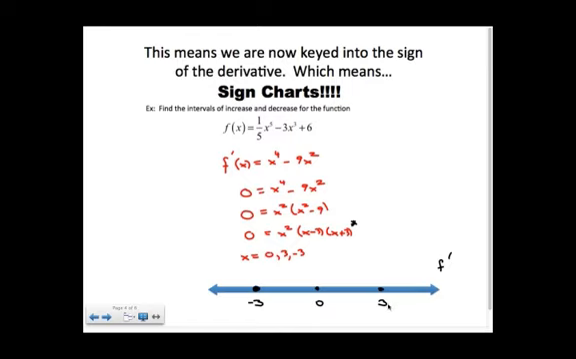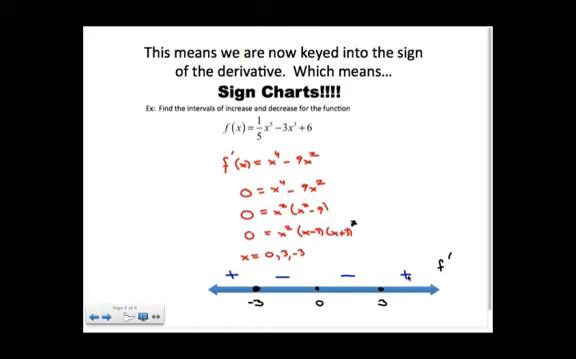For example, when x is bigger than 3, let's say 10, I'm going to get a positive times a positive times a positive. I don't need to know the exact numerical value, I just need to know the sign. When x is between 0 and 3, like 1, I get a positive times a negative times a positive, overall a negative. Between negative 3 and 0, like negative 1, I get a positive times a negative times a positive, still negative in this interval. And if I use a number smaller than negative 3, like negative 10, I get a positive times a negative times a negative, overall a positive.